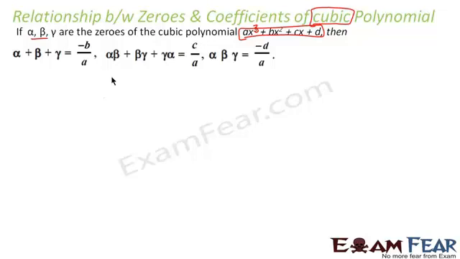by a, alpha beta plus beta gamma plus gamma alpha is equal to c by a, and alpha beta gamma is minus d by a. This is the formula we have. I'll prove this in front of you just now.